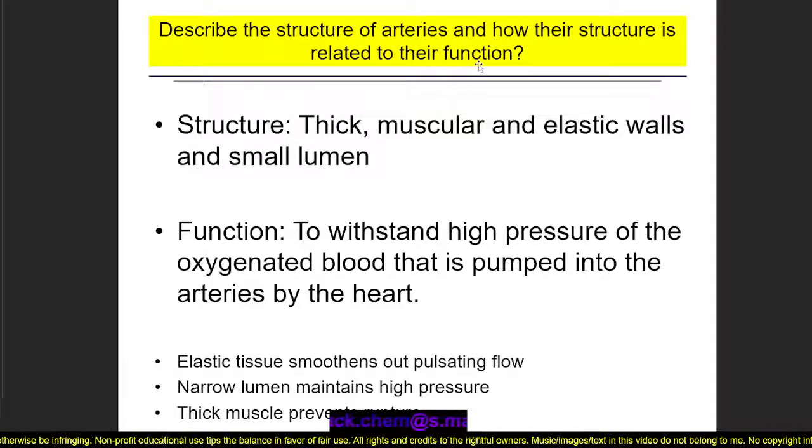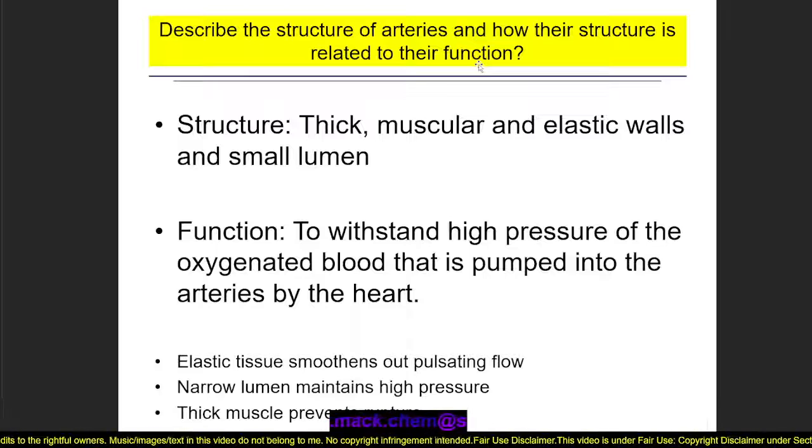We say that arteries have thick muscular walls. These thick muscular walls contain elastic fibers. As a result of these thick walls, arteries have a small lumen. The lumen is the opening through which the blood flows. Let's discuss the function of arteries.